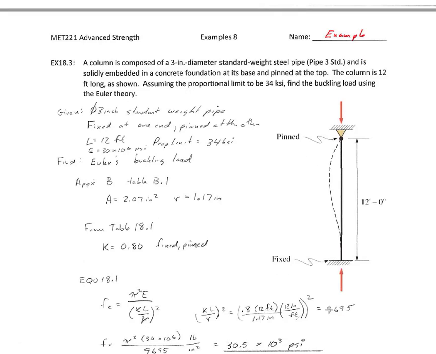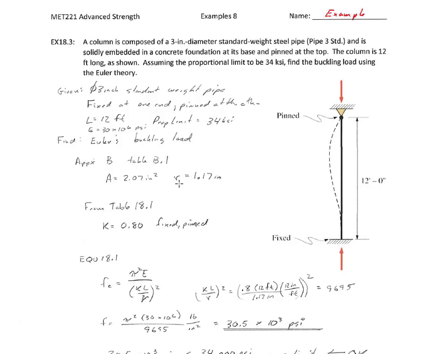Okay, so the next one, 18.3, shows us how to apply the effective length factor. So here we have a 3-inch standard weight pipe fixed at one end, pinned at the other, and we have a span of 12 feet, proportional limit of 34 KSI, and a modulus of elasticity of 30 million PSI. And we're going to find the Euler's buckling load.